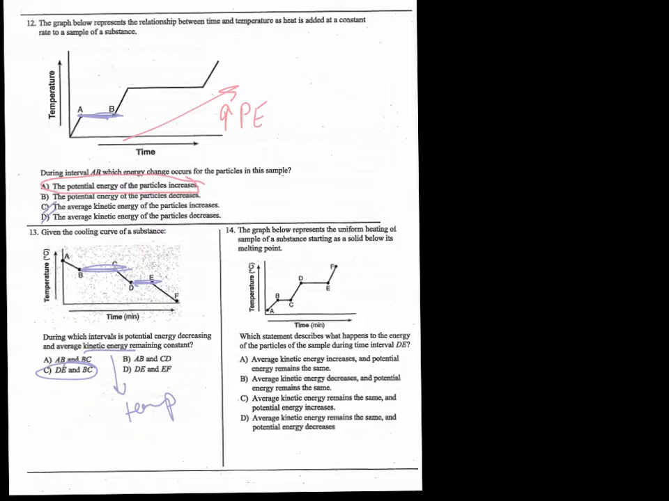14. The graph below represents the uniform heating of a sample of a substance starting as a solid below its melting point. Which statement describes what happened during DE over here? I feel like this question's repeated. Choice C. You could look at number 1, it's practically the same thing.